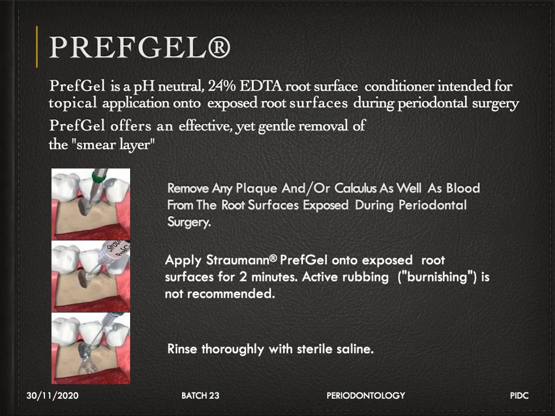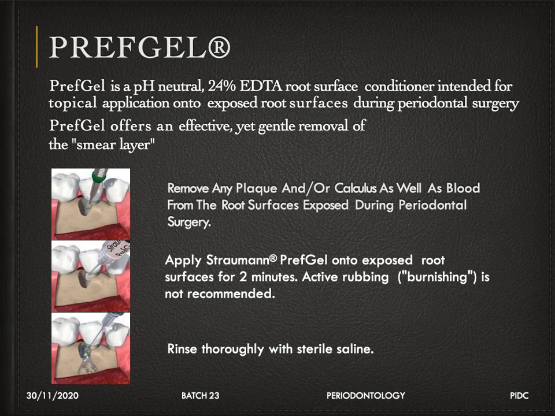So we'll start with root biomodification. For root biomodification, we can use 24% EDTA, a root surface conditioning agent, which is topically applied onto the exposed root surface during periodontal surgery. A commercially available product is PrefGel. This is basically a material which removes the smear layer from the root surface and enhances the formation or regeneration of the cells on the diseased root surface.